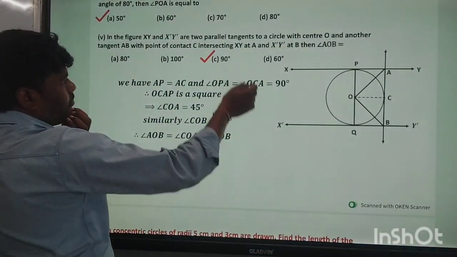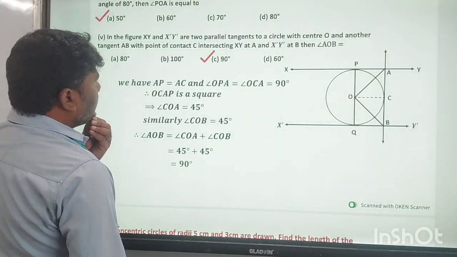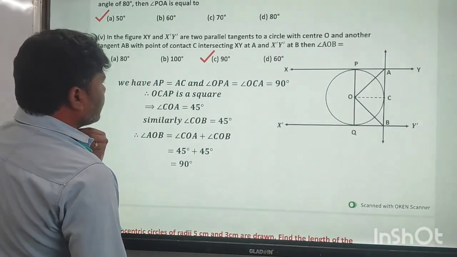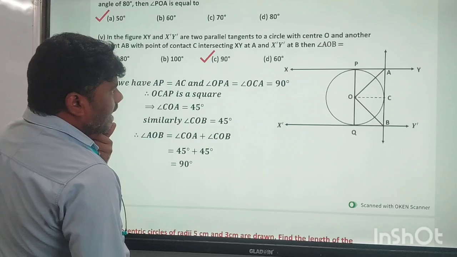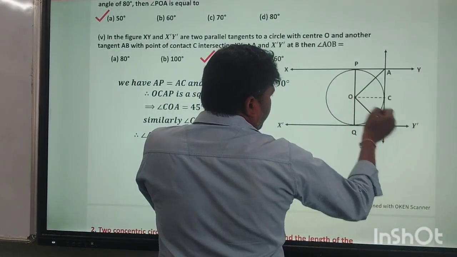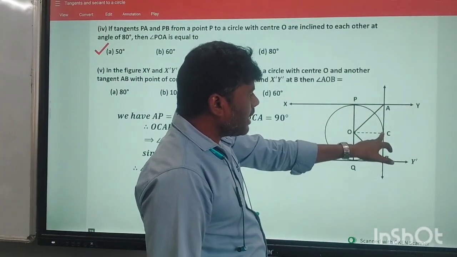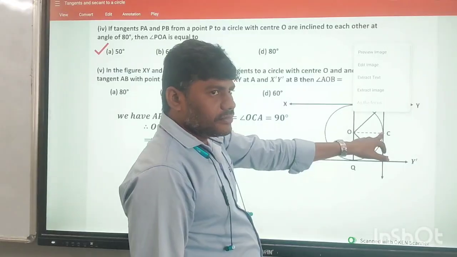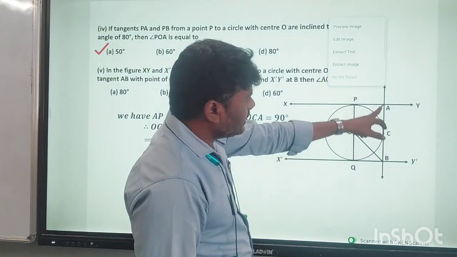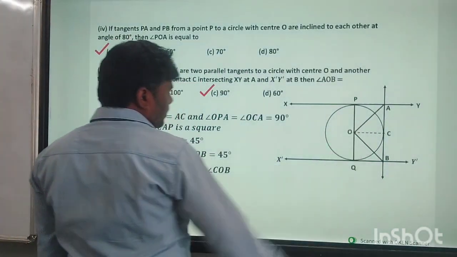Next, this is also the same model. Asking in the figure: XY and X'Y' are parallel lines, center O, and another tangent AB with point of contact C intersecting XY at A and X'Y' at B. Angle AOB, this total angle. Say this tangent, point of contact 90 degrees. Point of contact 90 degrees. This 90 degrees, this also 90 degrees. Find this angle and bisect that point.